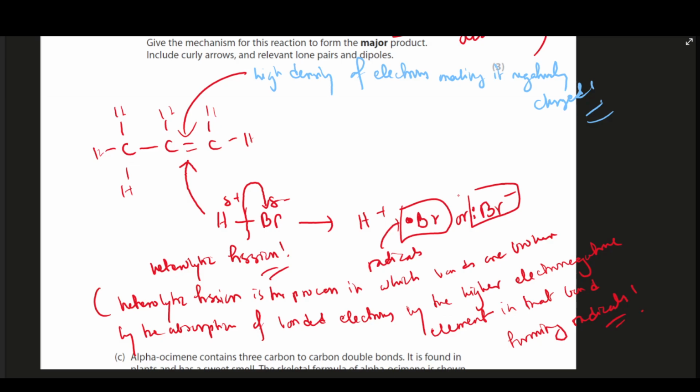So did you understand what is heterolytic fission? In this case, bromine is more electronegative than hydrogen, and that's why it has the power to take most of the bonded pair of electrons during the breaking. Yes, because bromine is the more electronegative element here. It's not only bromine, it could be chlorine, it could be fluorine, it could be any halogen. Did you get my point?